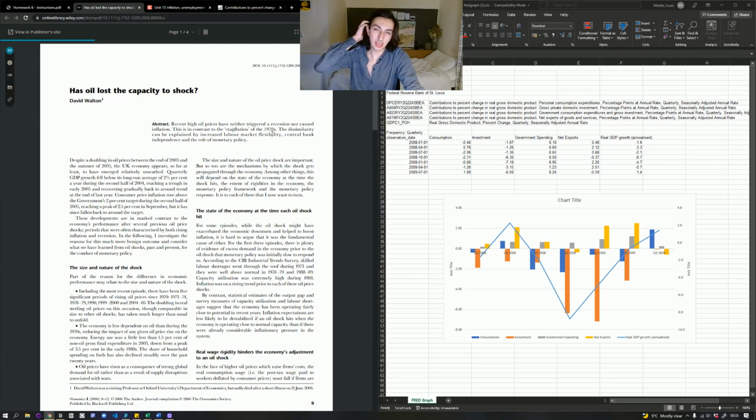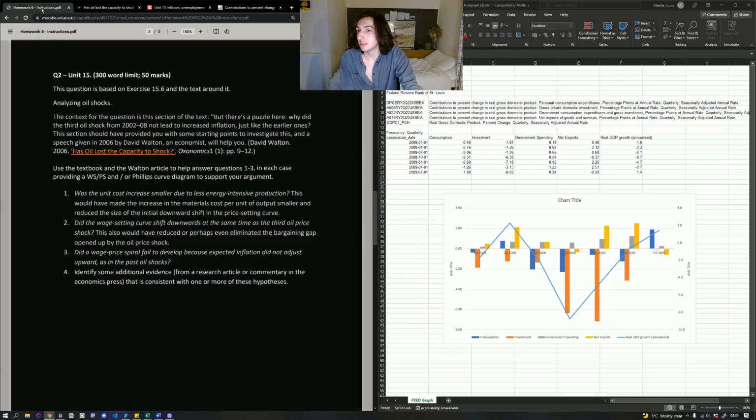So we're essentially saying that the dissimilarity, and what David Walton is saying, is induced by increased market flexibility. So the labour market is a lot more flexible. It's easier to adjust wages and adjust employment levels. It's not as sticky, almost, which makes it a lot easier to switch workers in and out instead of focusing on the costs from rising prices of oil. And you also have central bank independence and monetary policy as well, which is affecting it. So let's first of all look at this.